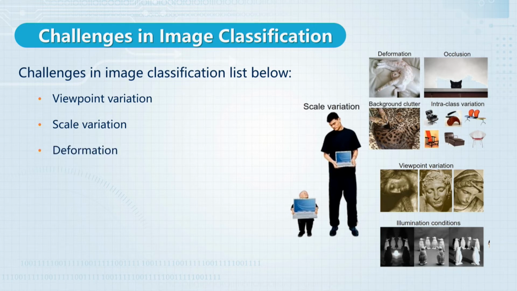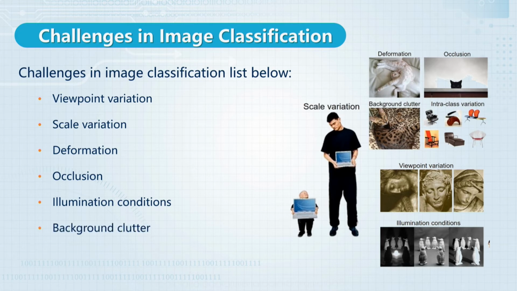Deformation: many objects of interest are not rigid bodies and can be deformed in extreme ways. Occlusion: the objects of interest can be occluded. Sometimes only a small portion of an object could be visible. Illumination conditions: the effects of illumination are drastic on the pixel level. Background clutter: the objects of interest may blend into their environment, making them hard to identify.